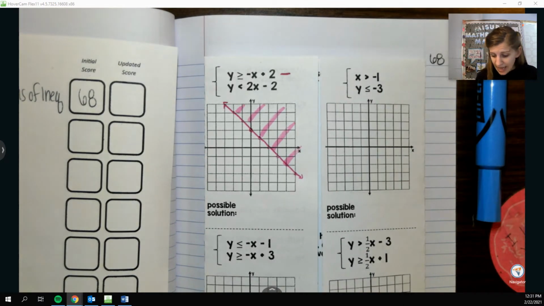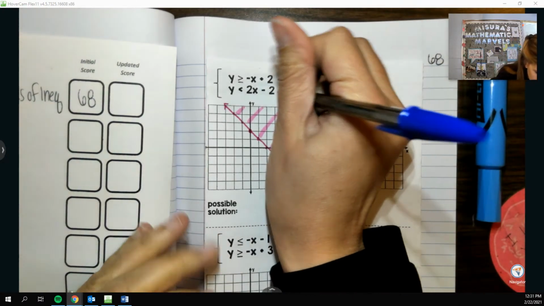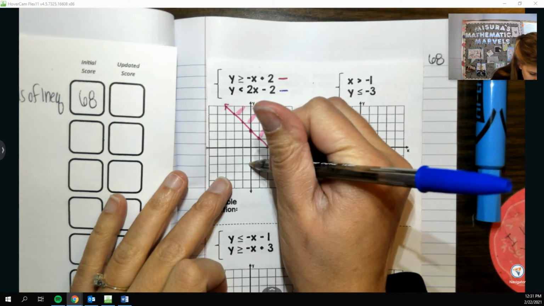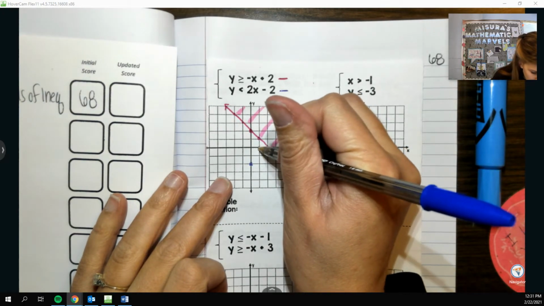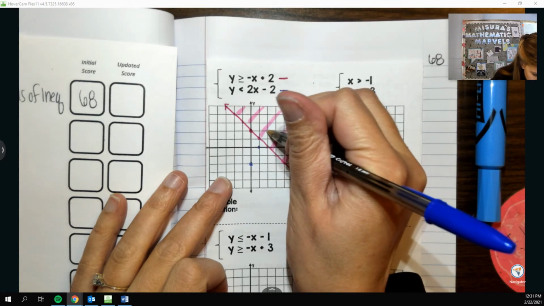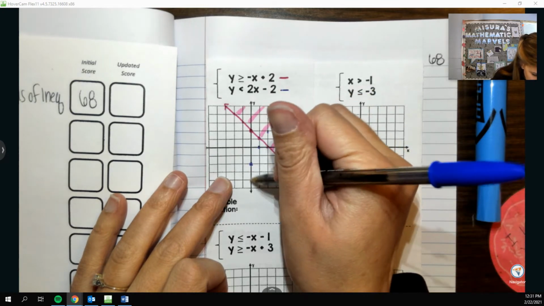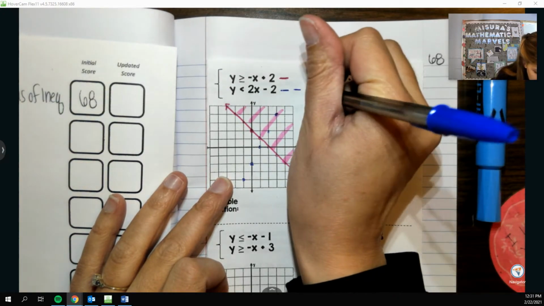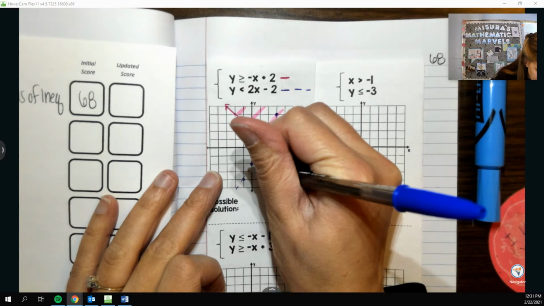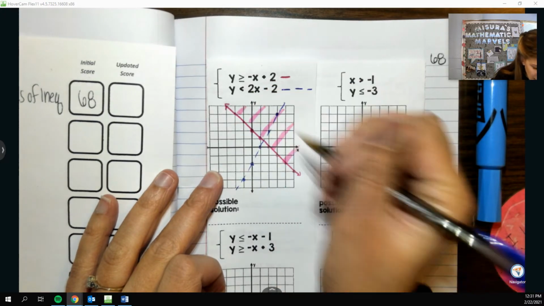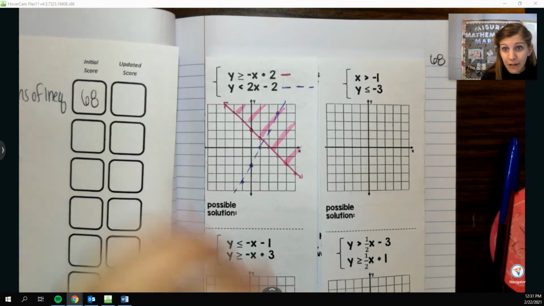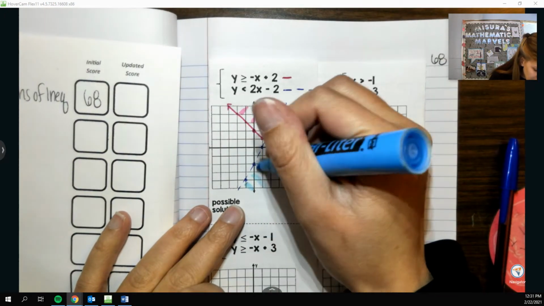Now the other line, I'm going to do that one in blue. This one starts at -2 on the y-axis, and it has a slope of up 2 over 1. So we get this line here, or we can do down 2, back 1. It'll be a dashed line because it's not equal to. The line is not under. And then I would shade below because it's less, so all this stuff below.